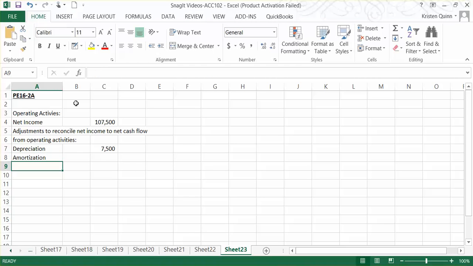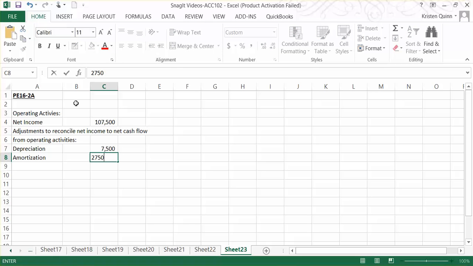Amortization expense is another expense that we have that has no cash impact. Again, the adjusting entry for amortization expense is a debit to amortization expense and a credit to whatever intangible asset we are amortizing. So, for example, a patent or a copyright. Therefore, again, there's no cash impact. However, that amortization expense of $2,750 would have reduced our net income. So we're going to add that back in.